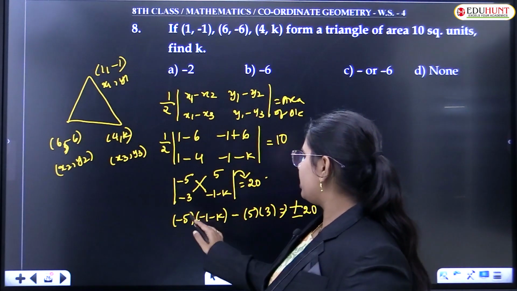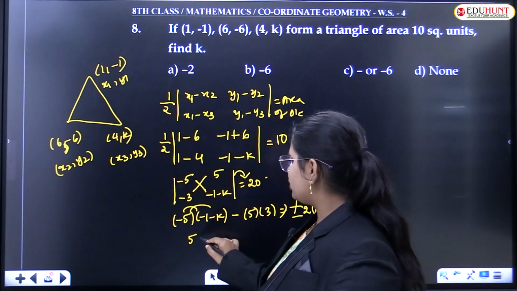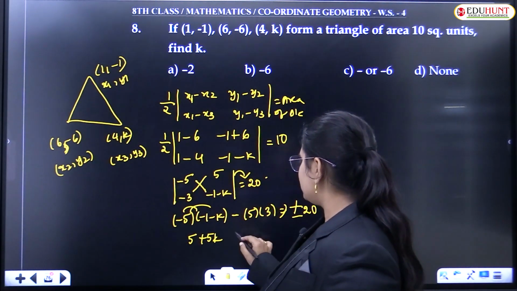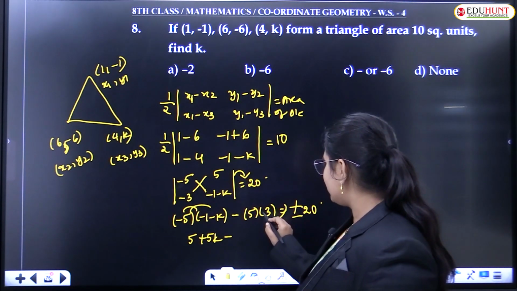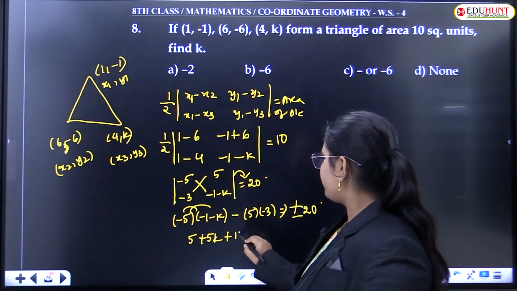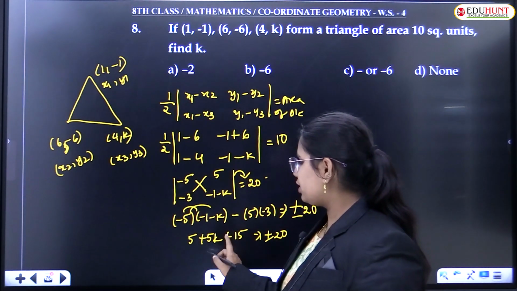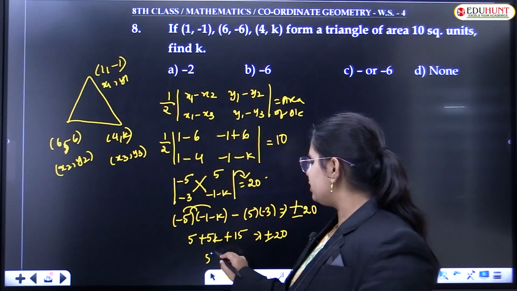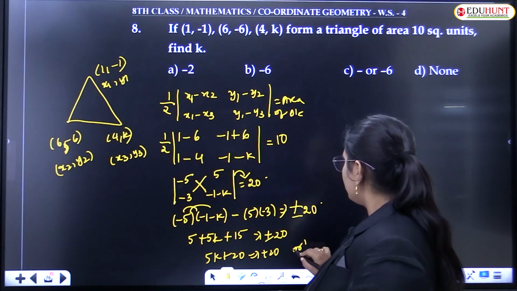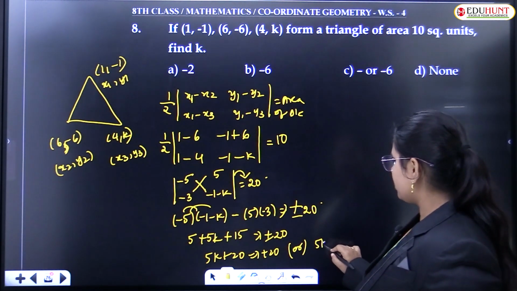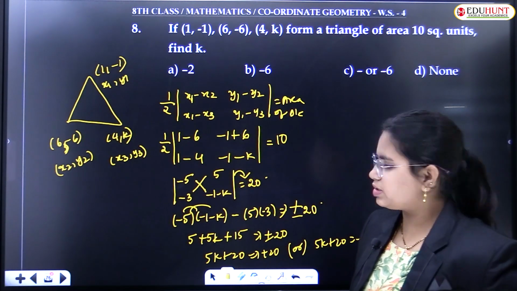So what are you going to get? Minus 5 into minus 1, which is plus 5. Minus 5 into minus k, which is plus 5k. Plus into plus is minus, correct? So this is actually minus 3, right? So this will become plus 5 times 3, which is 15, and this is under plus or minus 20, right? 15 plus 5 is 20. So 5k plus 20 is equal to plus 20, or we may get 5k plus 20 equal to minus 20. There may be two possible cases.